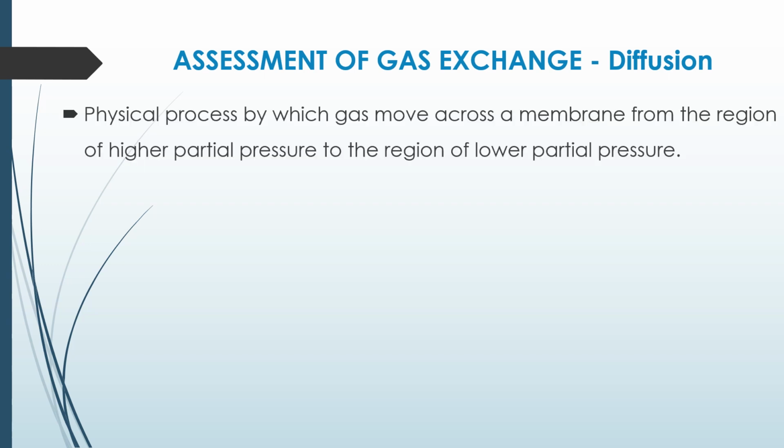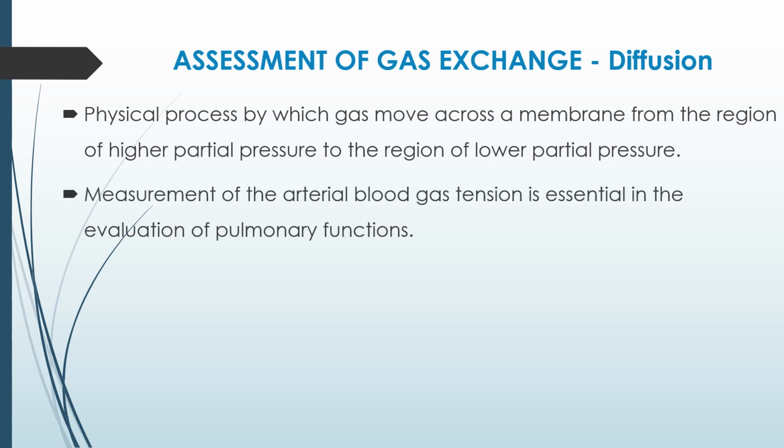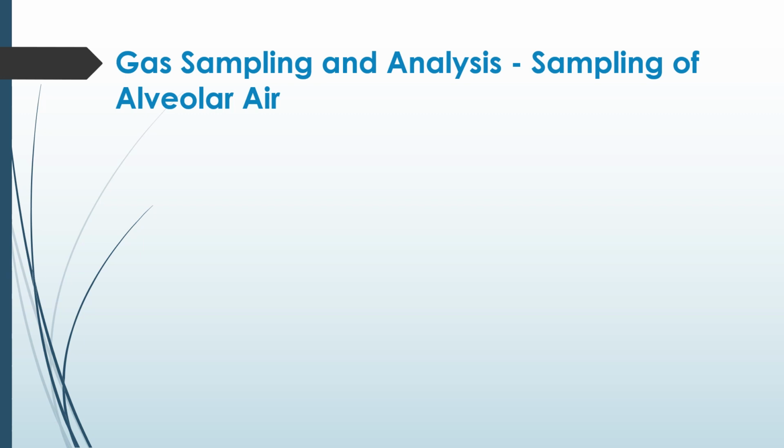Diffusion is a physical process by which gas moves across a membrane from the region of higher partial pressure to the region of lower partial pressure. Measurement of the arterial blood gas pressure is essential in the evaluation of pulmonary function. The normal value of the oxygen pressure is 90 to 95 millimeter of mercury, and partial pressure of carbon dioxide is 36 to 44 millimeter of mercury. Gas sampling and analysis: sampling of the alveolar air.